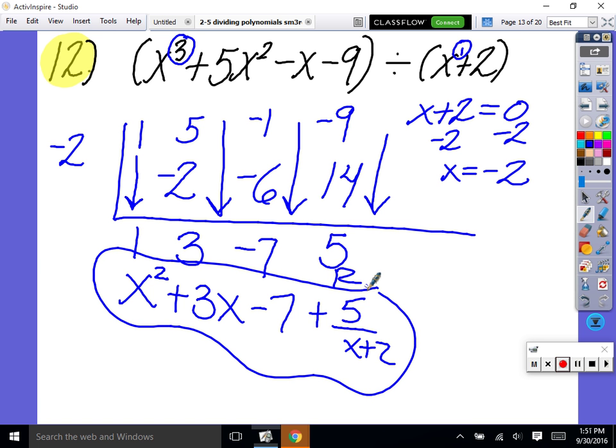So I'm going to ask you a question. Was x plus 2 a factor of this polynomial? No, right? Because our remainder wasn't 0. If our remainder is 0, then that's a perfect factor, divided evenly. Does that make sense, everybody? Okay, that's where we're going to use that in the future.